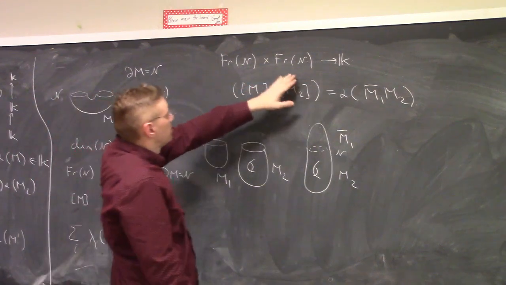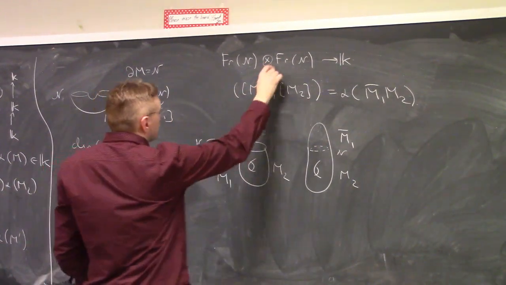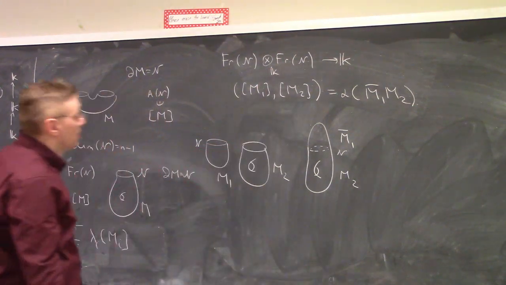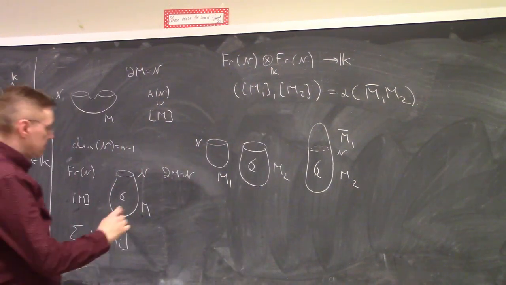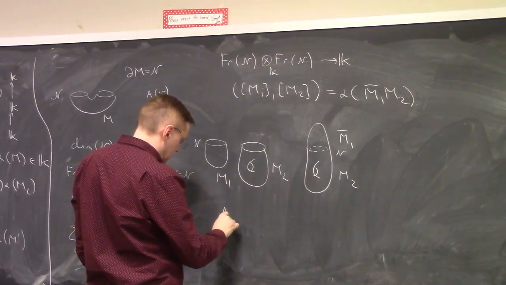So we get this map. We can put here a product over K. So now let us define the state space. One second.